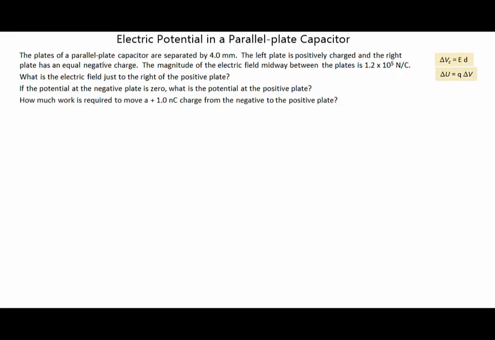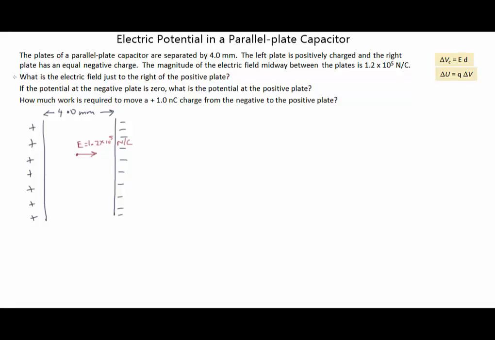So here we are given a parallel plate capacitor whose plates are separated by 4 millimeters. The left plate is positively charged and the right plate is negatively charged. So let me start drawing that over here. I'm given the distance between these as 4 millimeters. And it says the magnitude of the electric field midway between the plates is 1.2 times 10 to the 5 Newton per Coulomb. So over here, the electric field is given to me. And then I've been given 3 questions.